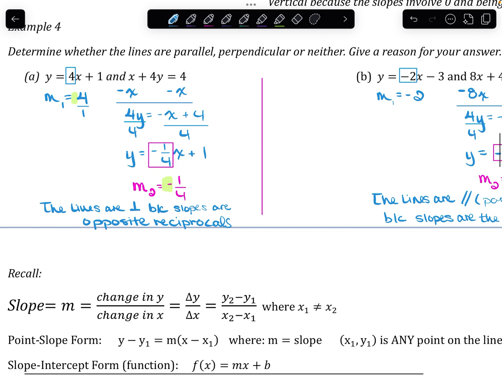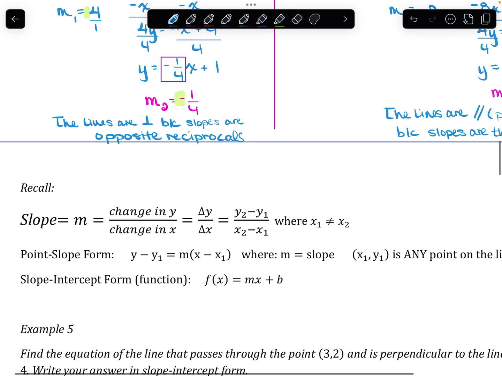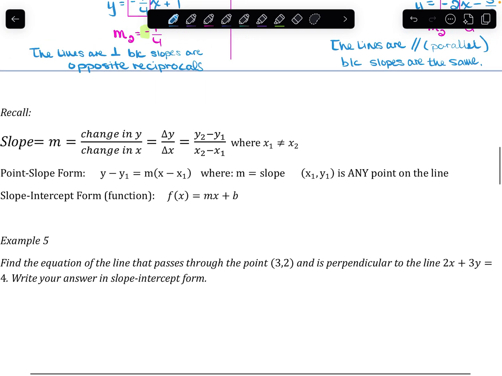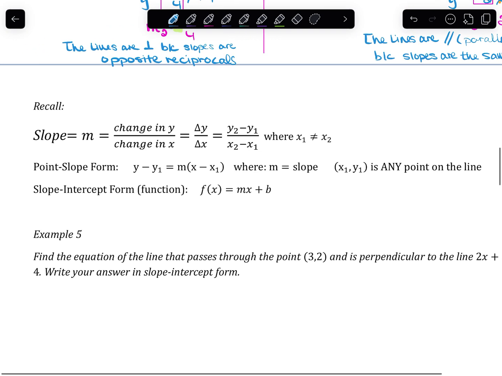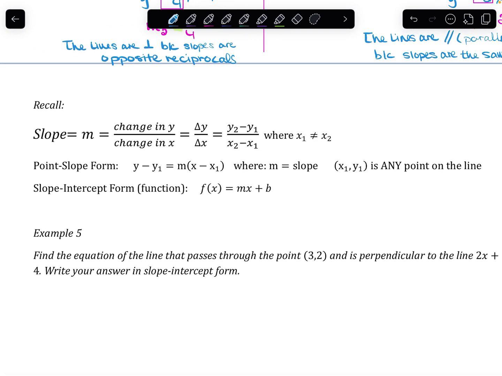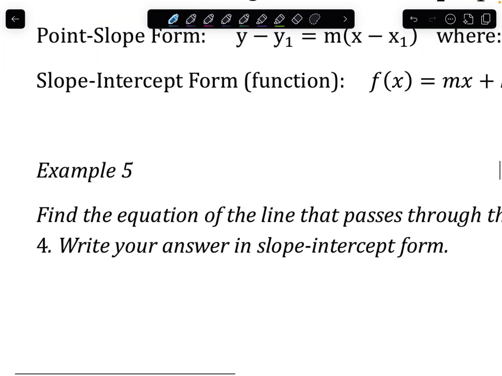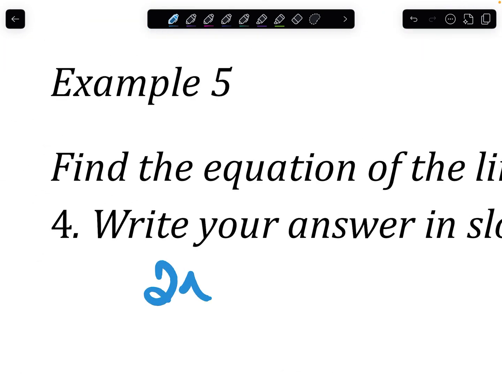All right. Next, here's some review of some formulas. Your slope formula, point-slope formula, and then slope-intercept form in function notation. All right, example 5: find the equation of the line that passes through the point (3, 2) that is perpendicular to the line 2x plus 3y equals 4. Write your answer in slope-intercept form. I'm going to copy the equation down since it's on separate lines. 2x plus 3y equals 4.